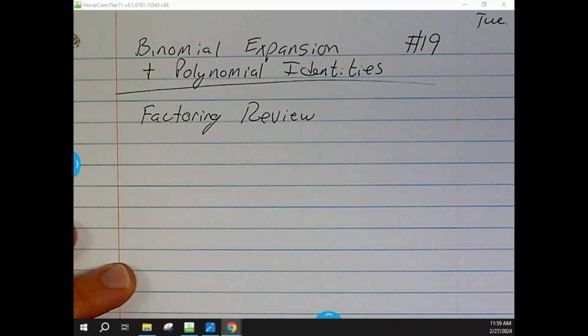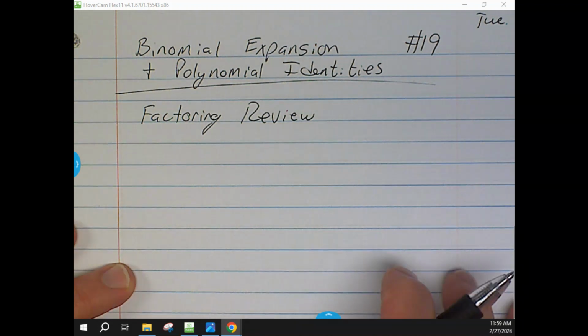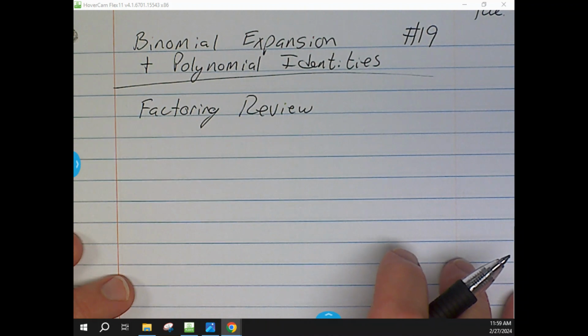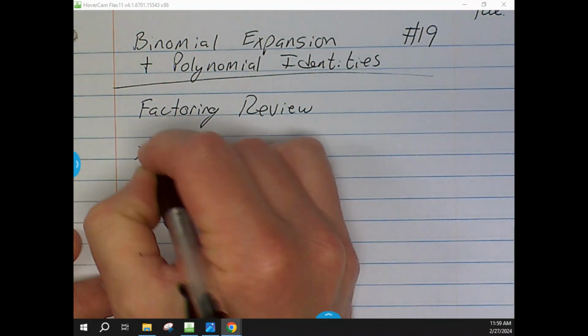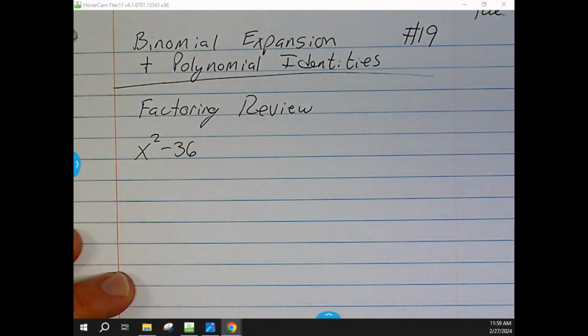Okay, and again, this won't be a very long factoring review. Just the more we see it, the easier it gets. And there will be more factoring coming up later on, so I just want to make sure everybody's good with that one. So first thing we're going to do with some of the factoring review, we're going to do a difference of perfect squares.